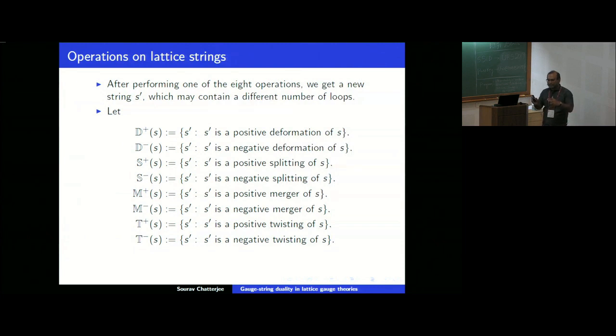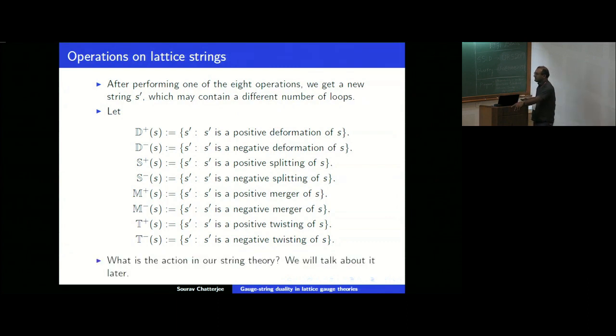Even then it can happen. It may not have any self-intersection originally, but it may keep on deforming in a way that suddenly a self-intersection appears. No, deformation is when you add a plaquette. So you can just add a plaquette. That's the difference between deformation and a merger. You just take a plaquette and add it or subtract it.